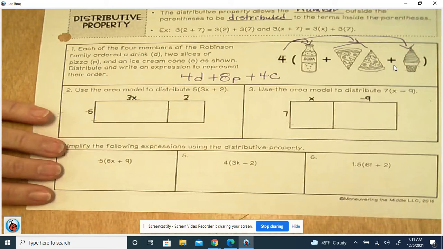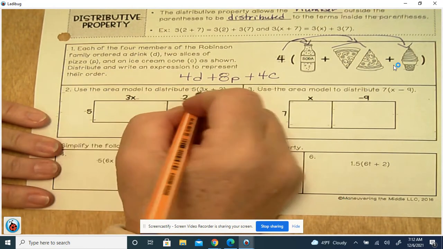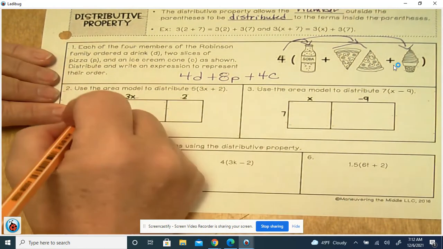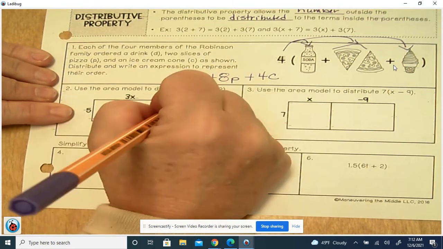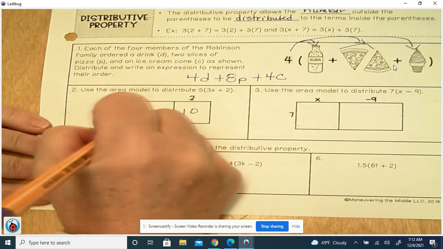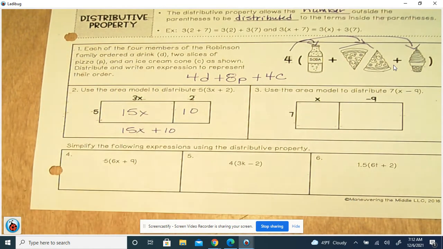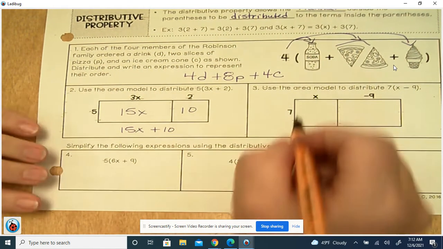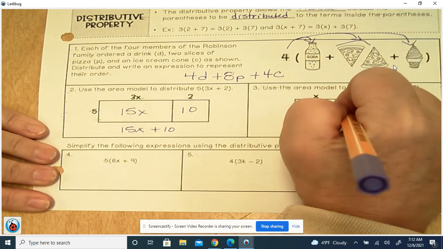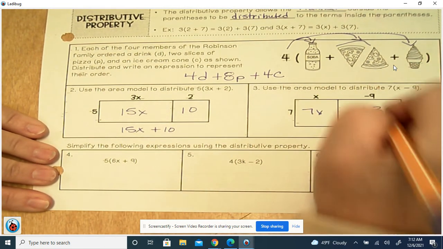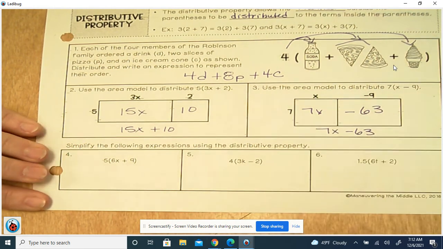Another way that you can do distributive property is by the area model. And here it's broken up. We got 5 on the outside by what's here. So 5 times 3x is 15x, and 5 times 2 is 10. And that would be 15x plus 10. Here we got 7 times x, and then that's a minus 9. So 9 times 7 is 63. That gives us 7x minus 63.